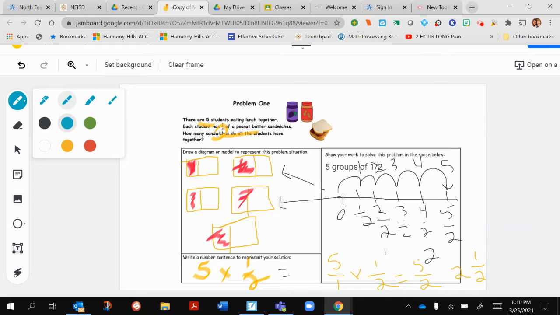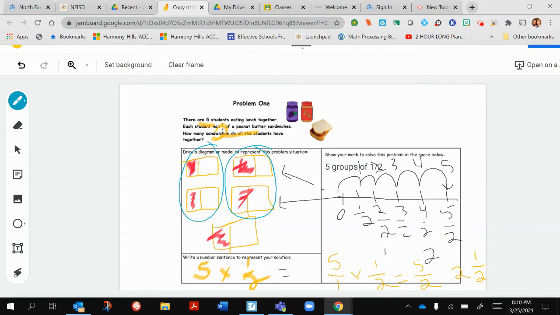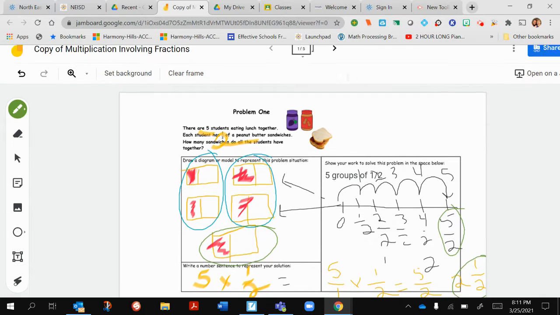And so I'm going to put these 1/2s together, and these 2 1/2s together, and that makes it 1 whole, 2 wholes, and then I have a half that's left over. So does my model match my answer that I have 2 and 1/2? So it was 5 halves or 2 and 1/2. Yes, it does. All right, let's go to the next one.